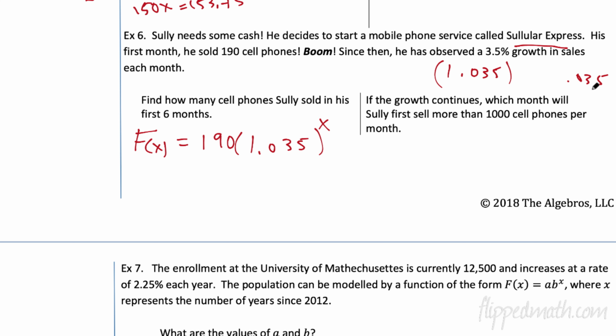Okay, if we use 0.035, it would be a very small number. It wouldn't be more than 190. We need to use 1.035. All right, so we need to find out how many cell phones he sold in his first 6 months.